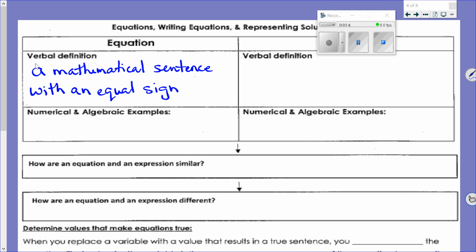Now, the other side, you can't see it below this, but it says expressions. What is that verbal definition of an expression? We've given that to you before because we did expressions. David?